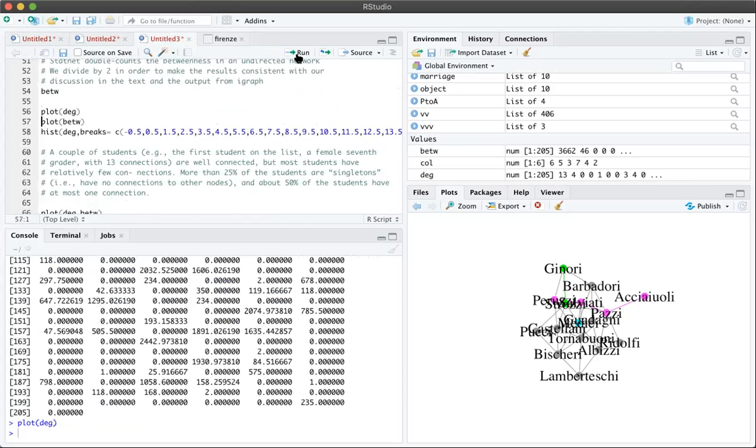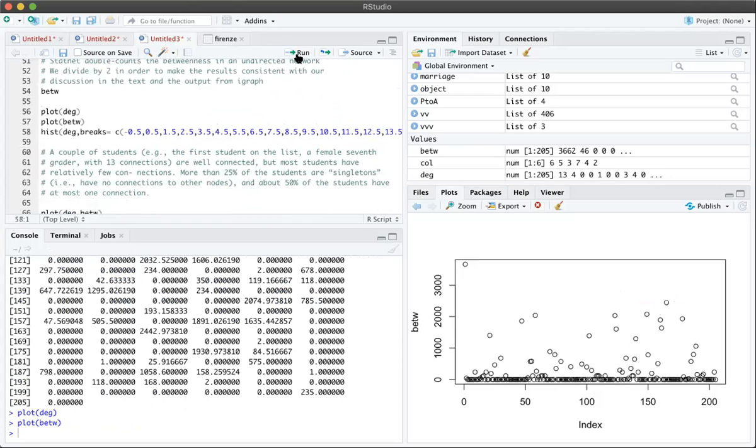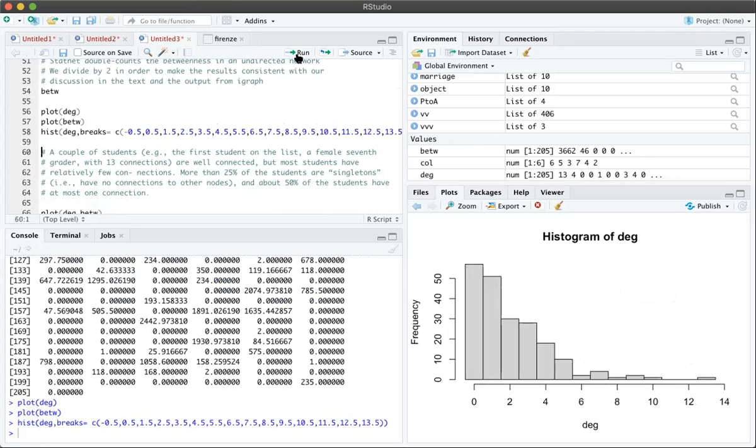Now we can plot the degree, we can plot the betweenness, and we can get a histogram of both. A couple of students, for example, the first student on the list, a female 7th grader with 13 connections, are well connected, but most students have relatively few connections. More than 25% of the students are singletons, or have no connections to other nodes, and about 50% of the students have at most one connection.